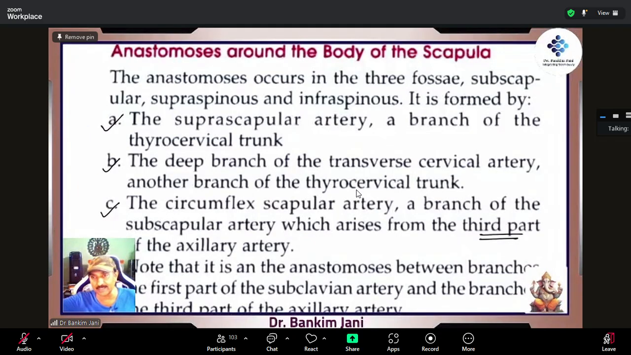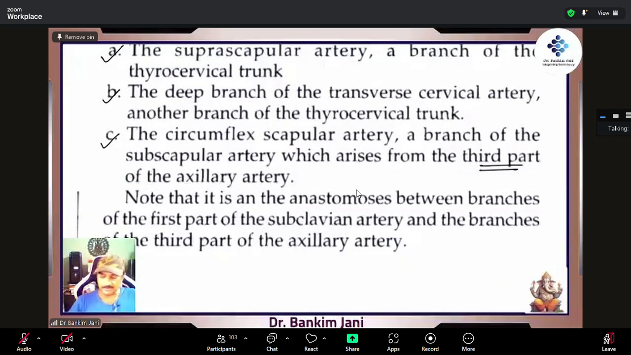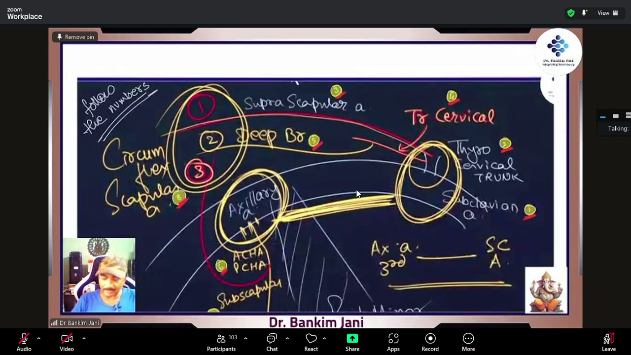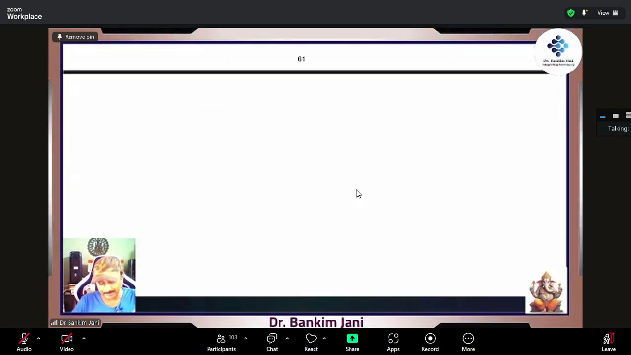So two major branches are coming from the top, because the subclavian is the bigger one, right? One branch is coming from the axillary third part, and they make the anastomosis. This anastomosis between branches of the first part of the subclavian artery and the branches of the third part of the axillary artery, that's the key thing. Done. This is over, right? Now all these descriptions are related to that only, right?